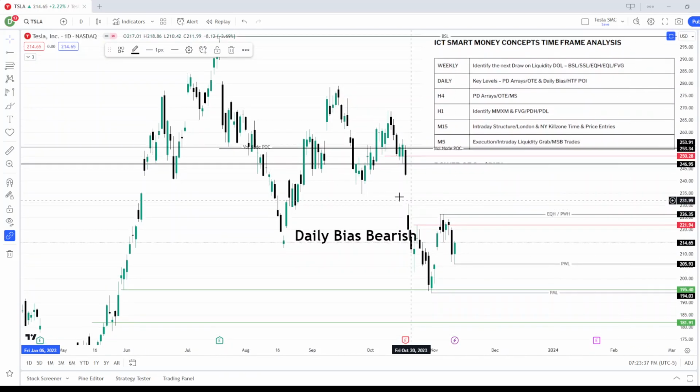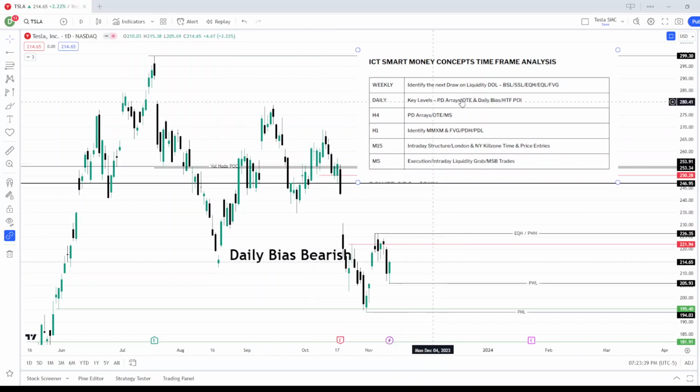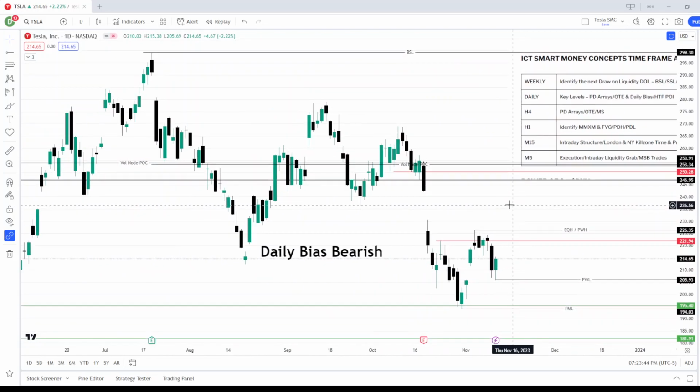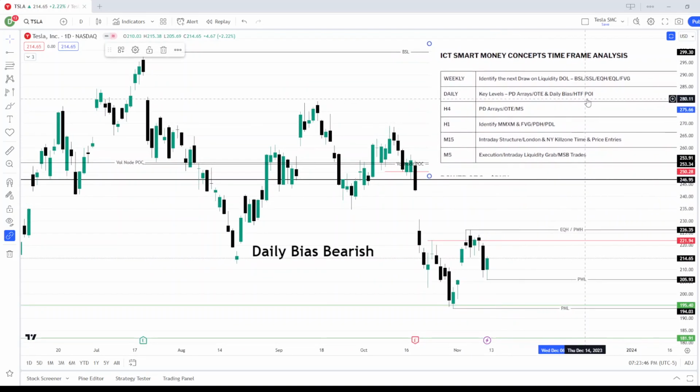All right, so we got our daily, we got our PD arrays, we got our most recent optimal trade entry, we developed our bias. It's daily bearish right now. Okay, and then we looked at our high time frame points of interest, which are our volume nodes here and here. Okay, so now we're going to drop down into the 4-hour chart.